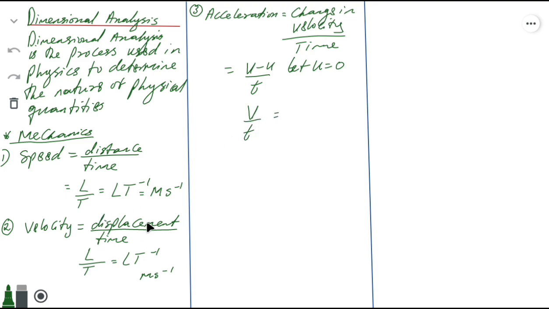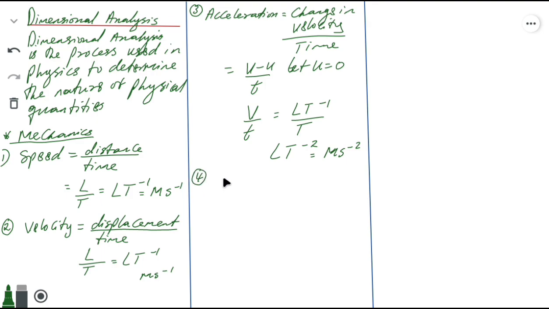Now, we have already found the dimension of velocity earlier, and the dimension of velocity is LT^-1 over T. Now, we can re-express this as LT^-2 in index form, and the unit will be meter per second squared. So this is the dimension of acceleration.